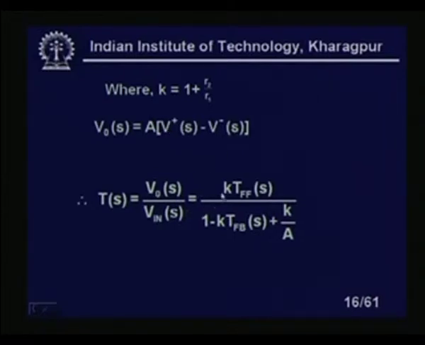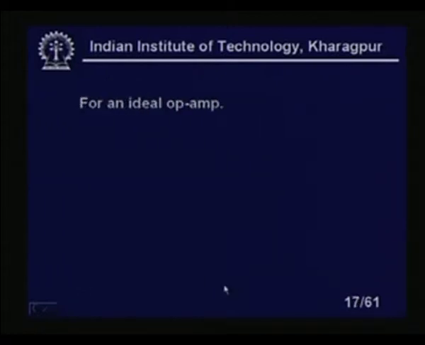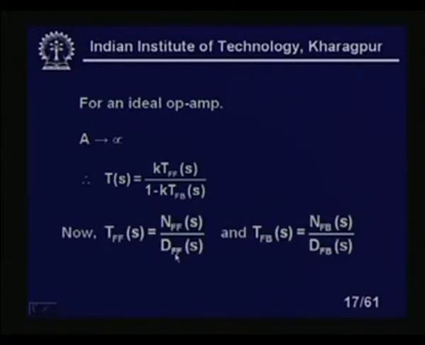So, which can be written as k TFF(s) upon 1 minus k TFB(s) plus k by A, right, small k by A. For an ideal op amp, obviously I can assume that A is infinite, then I can write T(s) equal to k TFF(s) upon 1 minus small k TFB(s), right. Now, TFF(s) we can write as NFF(s) upon DFF(s), that means the numerator and denominator, and the feedback transfer function TFB(s) can be written as NFB(s) upon DFB(s), right.